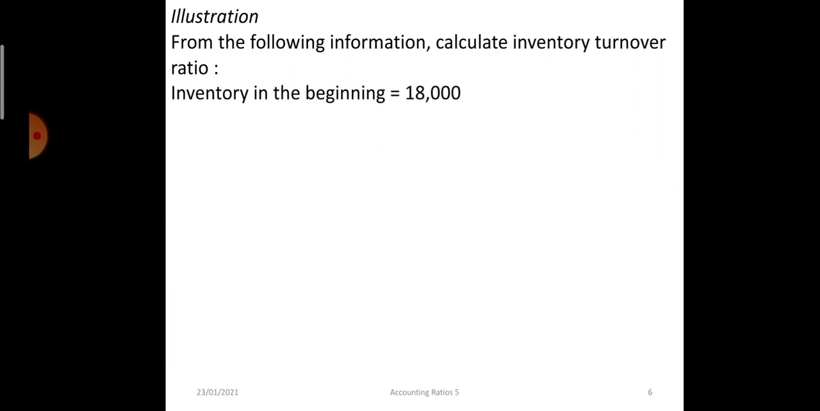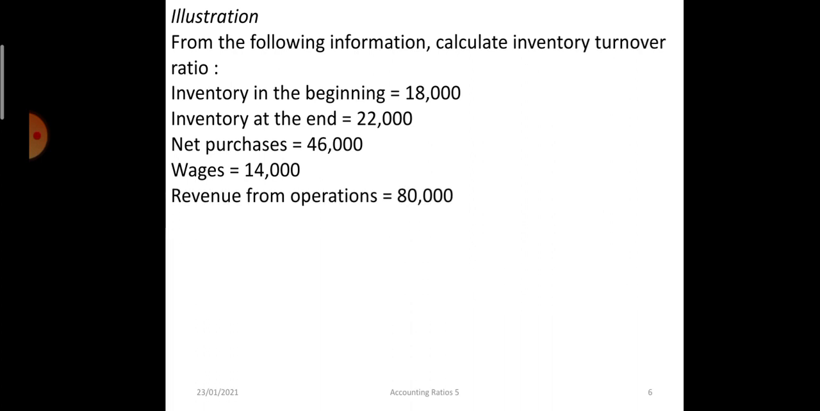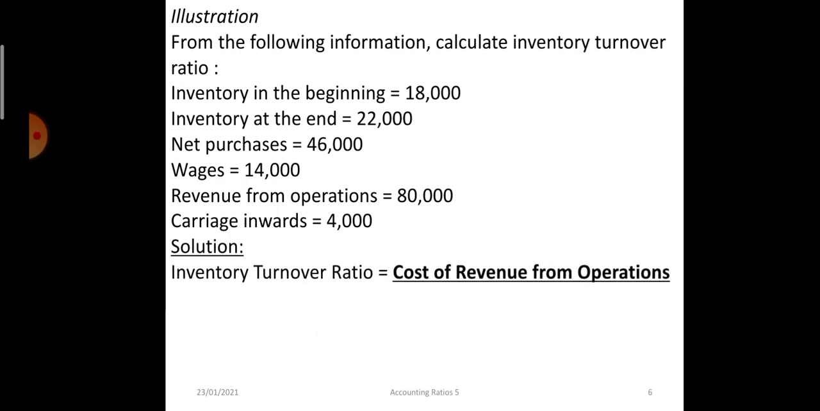Now see, inventory in the beginning is 18,000, at the end is 22,000. Net purchases 46,000, wages is given 14,000, revenue from operation 80,000, and carriage inward 4,000. So first, the formula used is inventory turnover ratio is cost of revenue from operation divided by average inventory. So cost of goods sold we have to find out. So purchases plus opening stock minus closing stock plus direct expenses, 14,000 and 4,000.